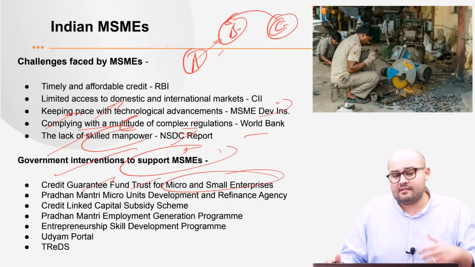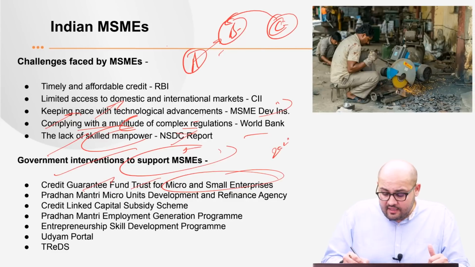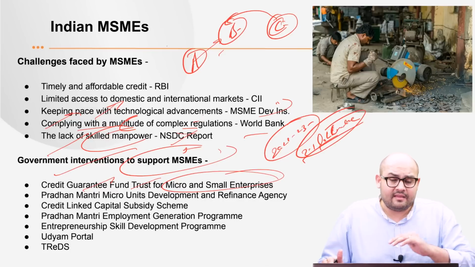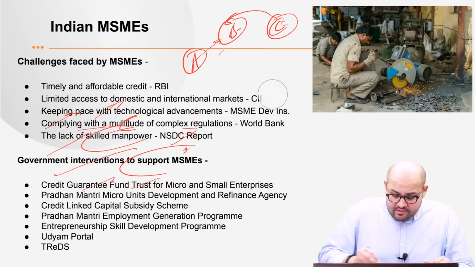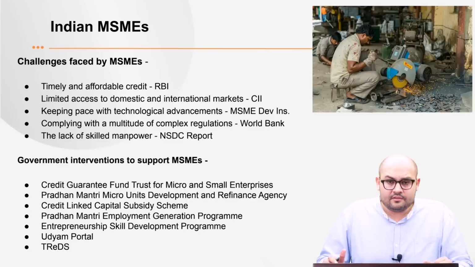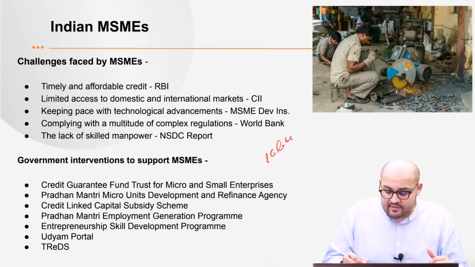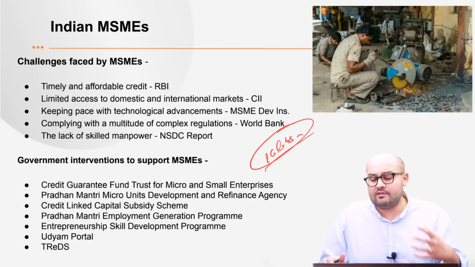So India has actually established a credit guarantee fund, and according to the data, in the year 2022-23 alone, almost 3.1 lakh crore of loans were given backing by this credit guarantee fund. Next, we have the Pradhan Mantri Micro Units Development and Refinance Agency, commonly known as PM Mudra. This provides loans up to 10 lakhs to different enterprises. This is one of the very important schemes, and it has given very good results.